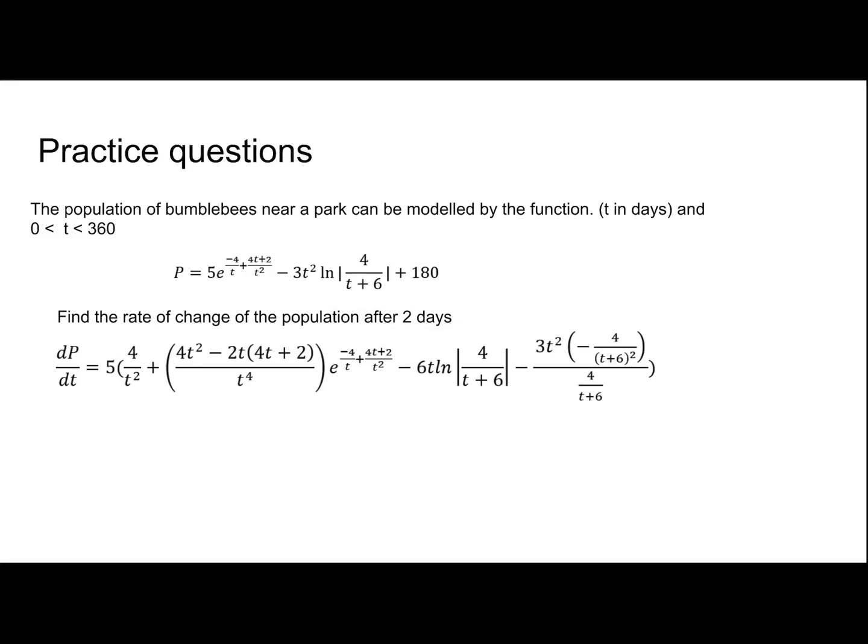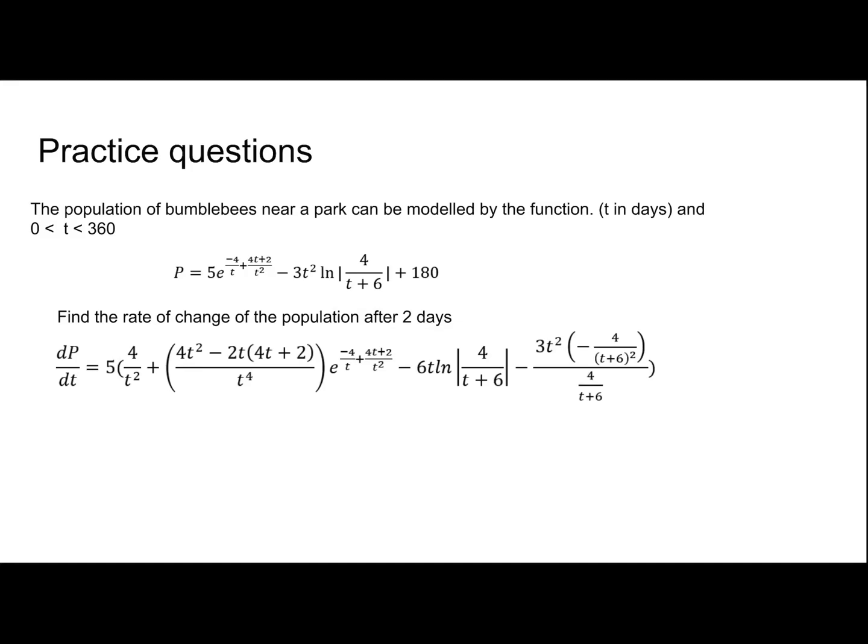So in this case, we need to use the product rule and the chain rule together. We need to find the derivative of 3t squared, which is 6t, multiplied by ln of 4 over t plus 6. And then we need to find 3t squared multiplied by the derivative of ln of 4 over t plus 6. The derivative of 4 over t plus 6, we can find that using the quotient rule.